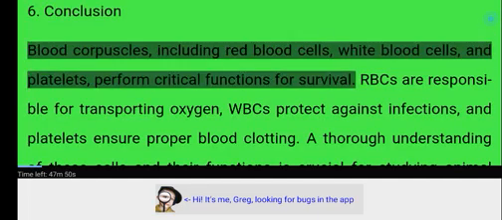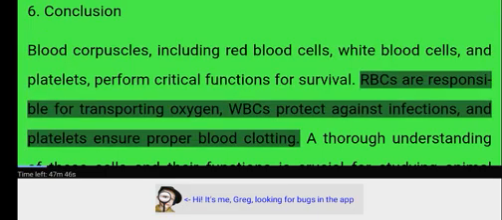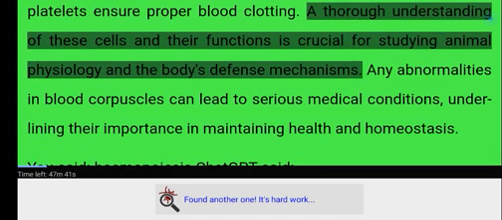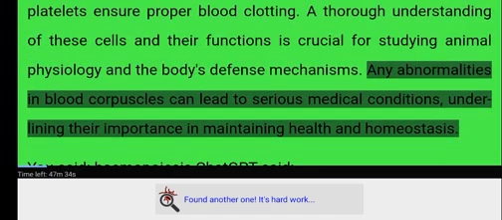6. Conclusion. Blood corpuscles, including red blood cells, white blood cells, and platelets, perform critical functions for survival. RBCs are responsible for transporting oxygen. WBCs protect against infections, and platelets ensure proper blood clotting. A thorough understanding of these cells and their functions is crucial for studying animal physiology and the body's defense mechanisms. Any abnormalities in blood corpuscles can lead to serious medical conditions, underlining their importance in maintaining health and homeostasis.